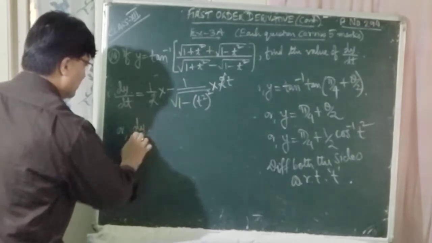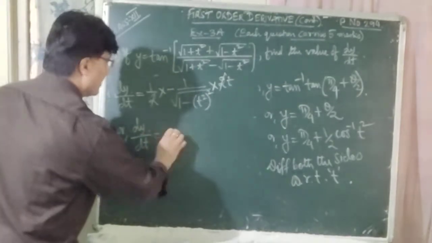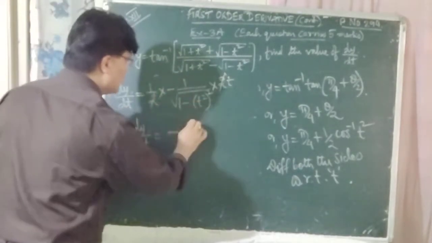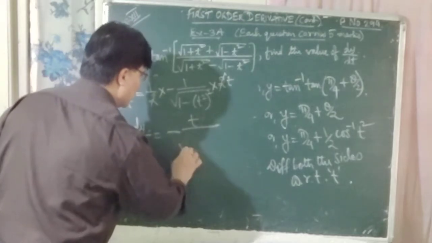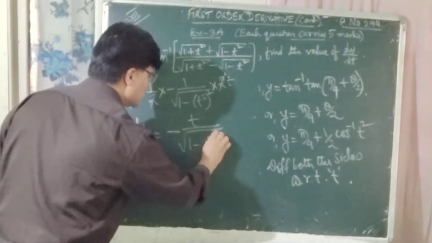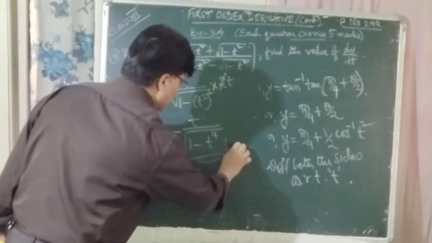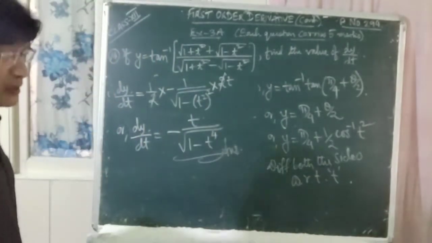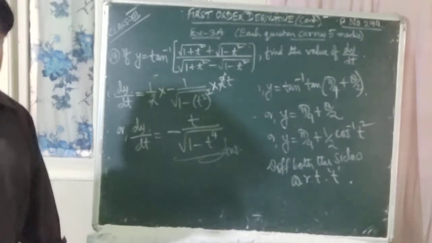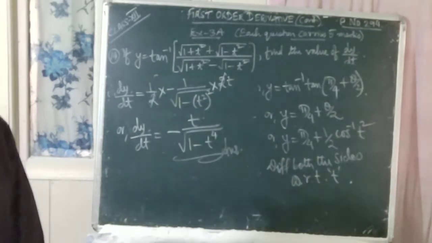So or dy by dt is equal to minus 1 into t is t divided by root over 1 minus t to the power 4. So this is the final answer. So this question is very, very important. Okay. So now we'll do the next question.